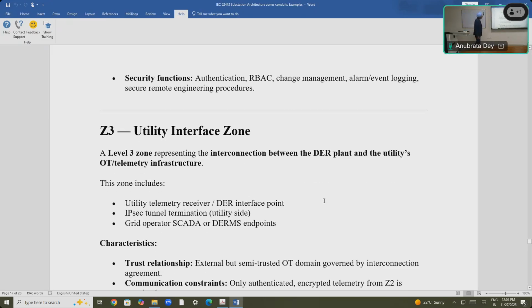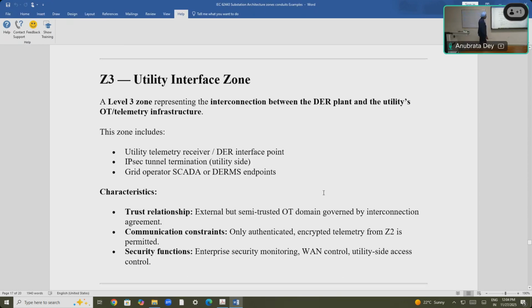And in this case, again, same kind of thing. Authentication, role-based, any alarm event logging or secure remote engineering access, right? So zone 3 is obviously the utility interface zone, which will include utility telemetry receiver or DER interface. And this is the IP6 tunnel termination.